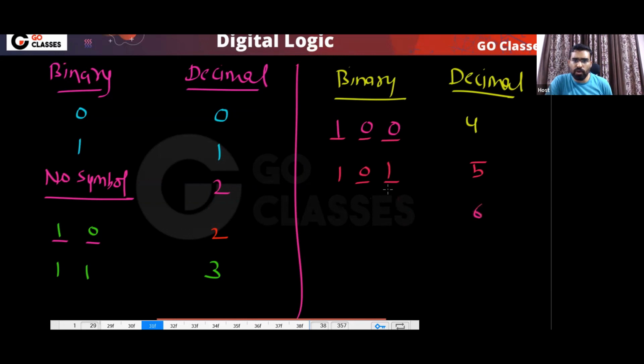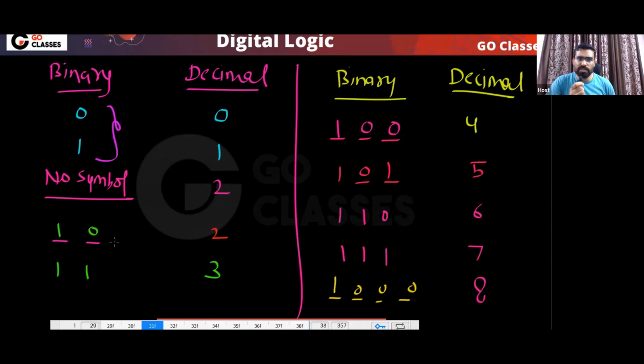If I want to count 6, now I am again running out of the symbols for the first position. So in the second position, I can use 1. Like this I can count, and so on. If I want to count 8, now I am running out of symbols, so I will use 4 symbols. Is this clear? You can notice here I am running out of the symbols, and here also. Is it clear to everyone? So this is the idea.